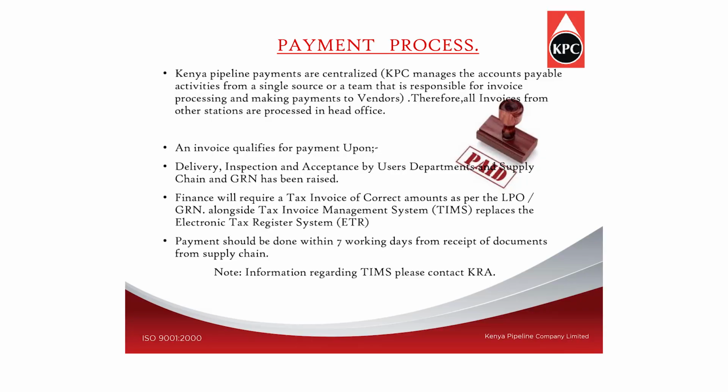So finance will require three things. One, that a PO must exist between XYZ Limited and KPC. Secondly, that a GRN must have been raised in the system. And thirdly, that a supplier must submit an invoice. The accounting standards call this a three-way match. The accountants in the house know that it is called a three-way match.